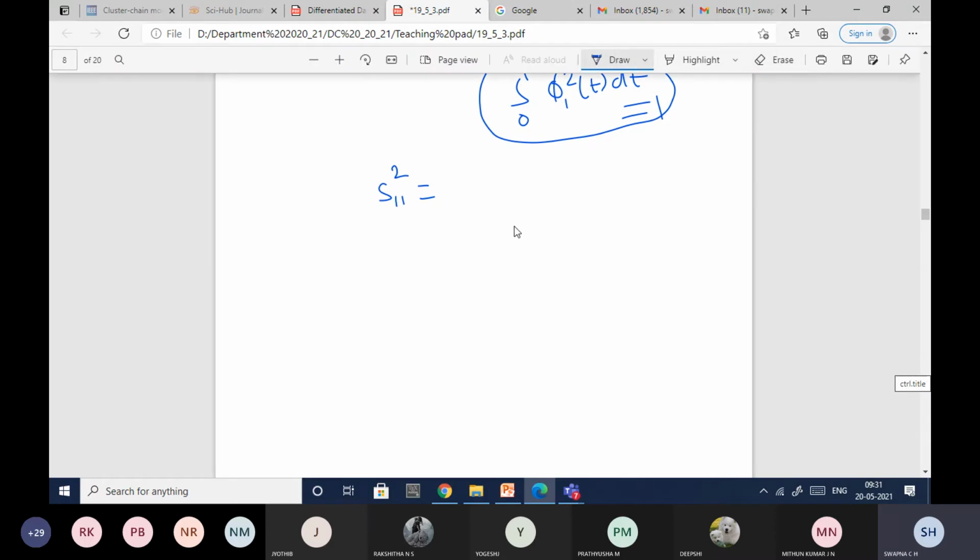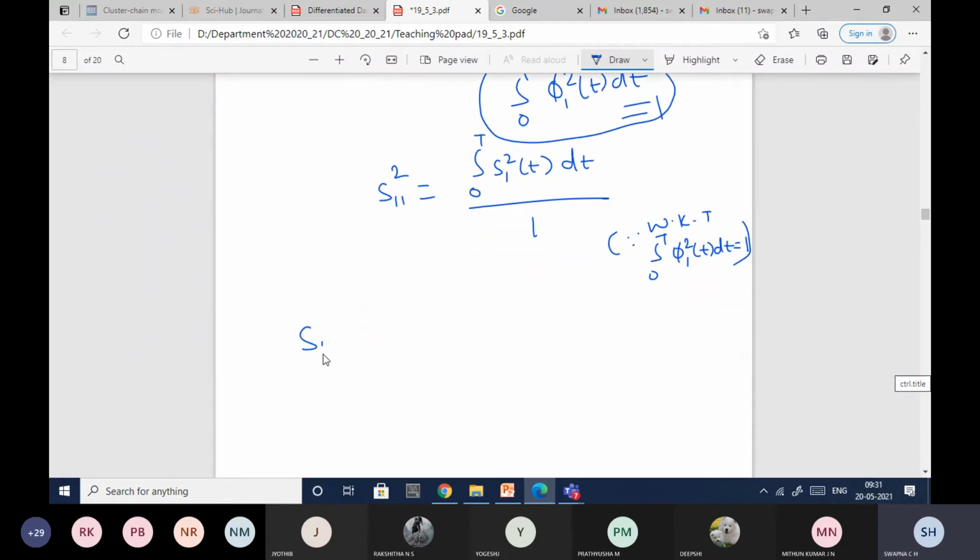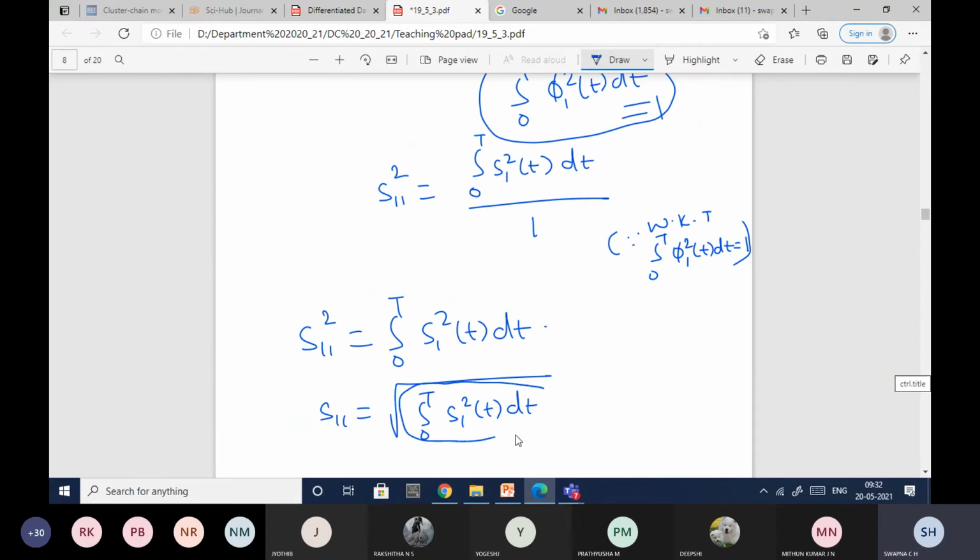So it will be equal to integral 0 to t S1 square of t dt divided by 1, since we know that integral 0 to t phi1 square of t dt is equal to 1. So S11 square will be equal to integral 0 to t S1 square of t dt. Then S11 is equal to the square root of integral 0 to t S1 square of t dt. What is this? It is nothing but finding the energy.